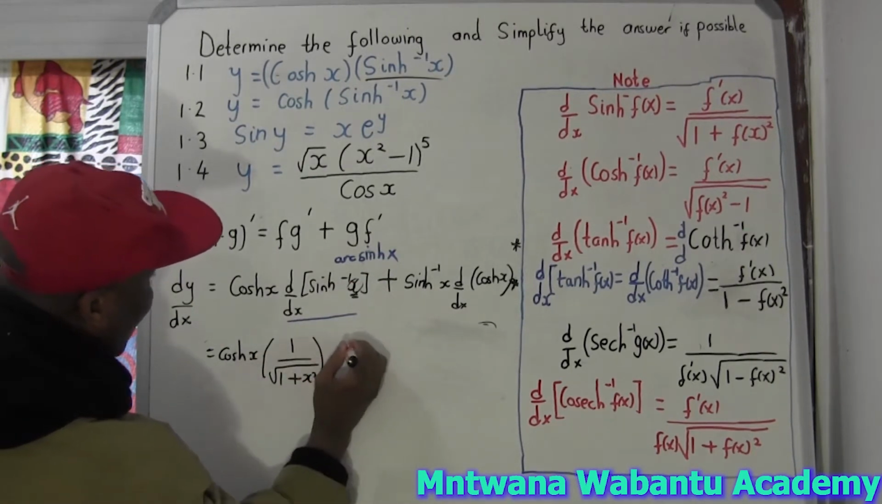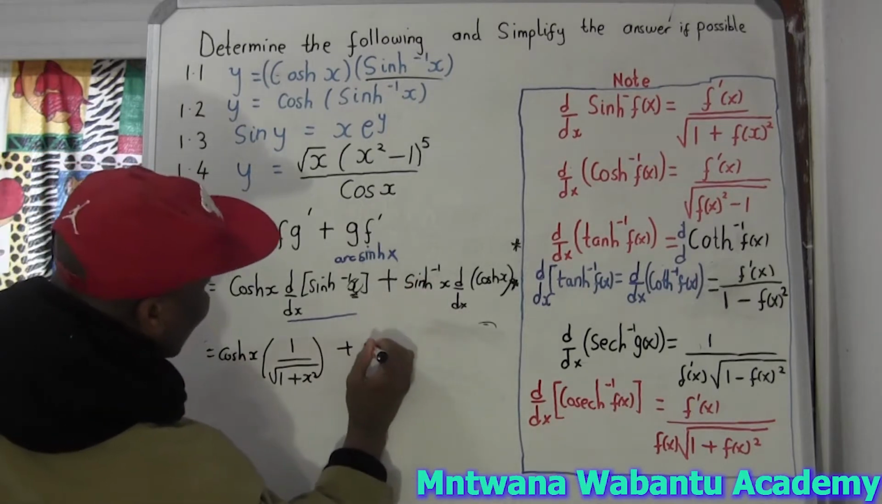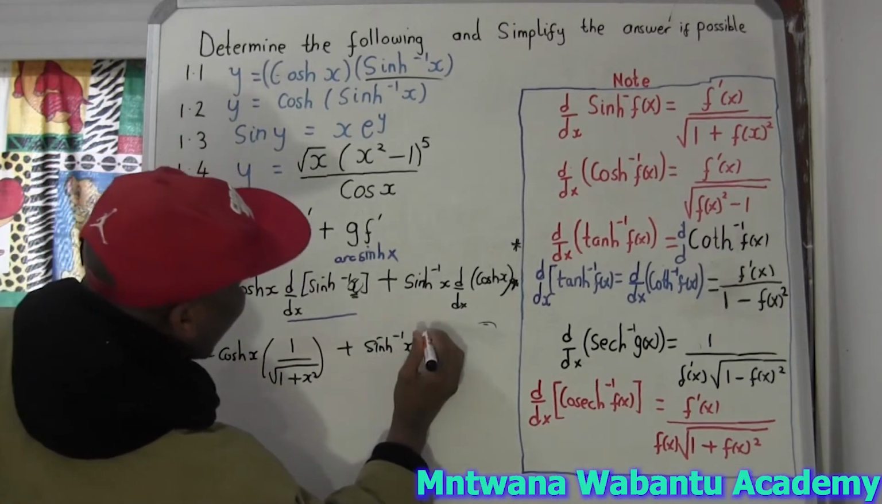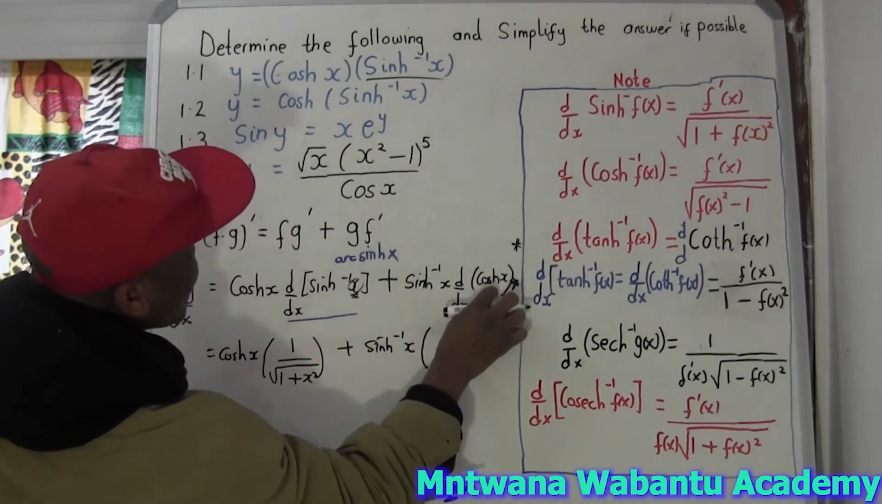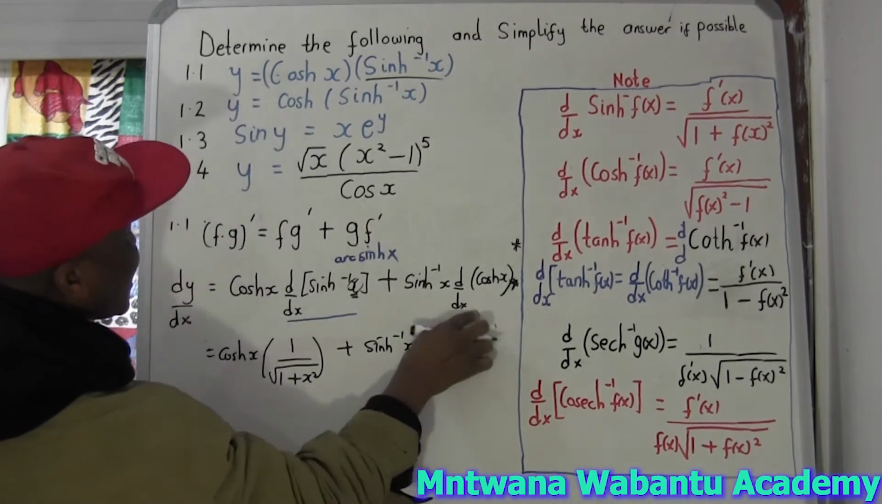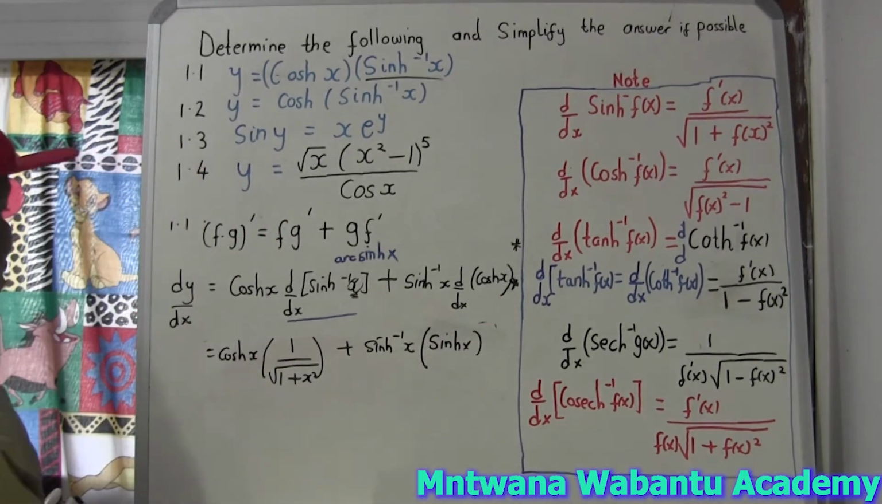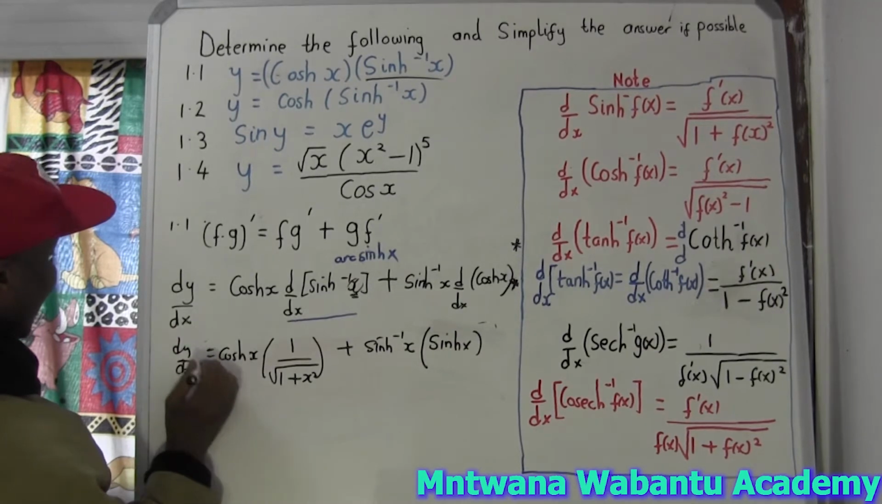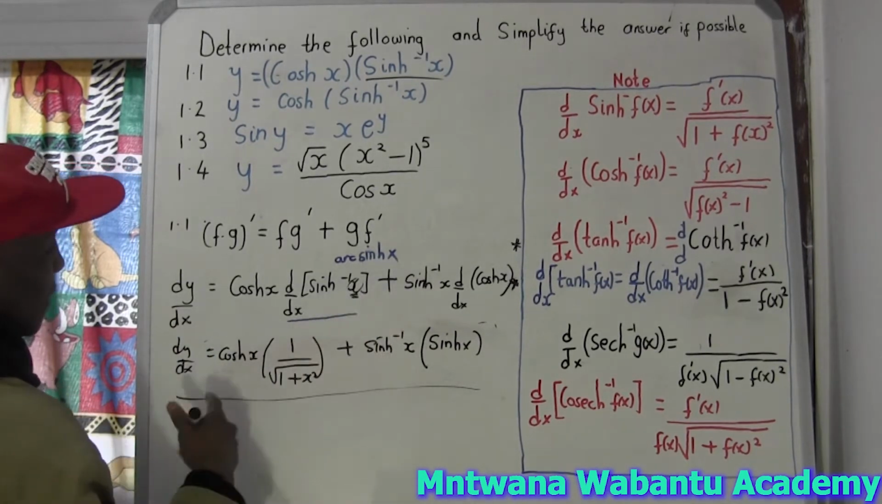Now we plus. Sinh inverse is constant. I'm going to write my sinh inverse of x, or sometimes we call it arc-sinh. And then when you differentiate cos, you get minus sin. This is not inverse, it's just the normal cos. When you differentiate sin, you get cos. Okay, so this is dy dx. I can put it together if I want, but I'm done.